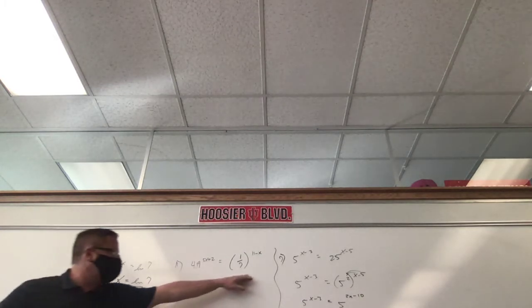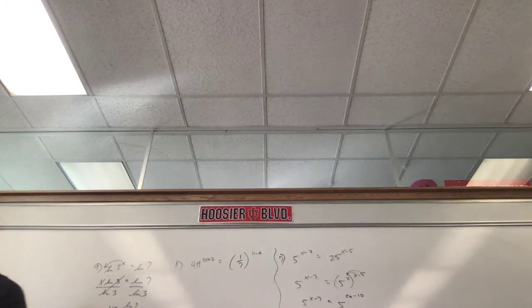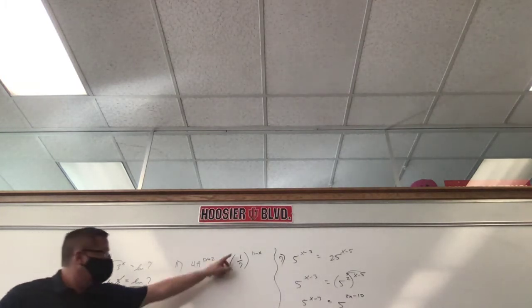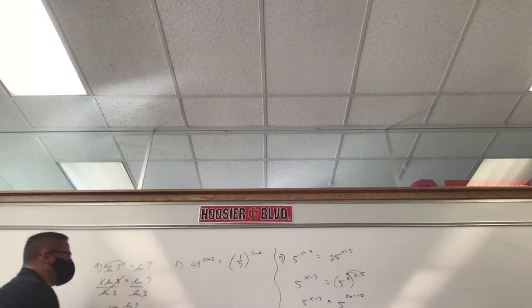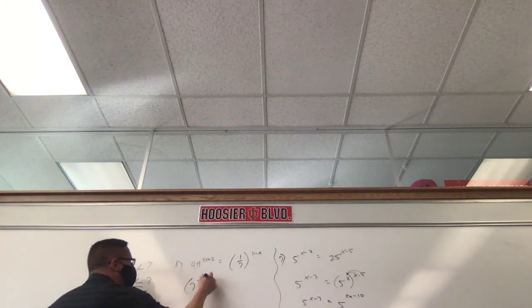Now, is that getting us along the right path? Yeah, why? What do you see over there? You see a 7, you see a 1/7. So it's not the same, but it's getting there. So let's put down 7 squared to the 5x plus 2.